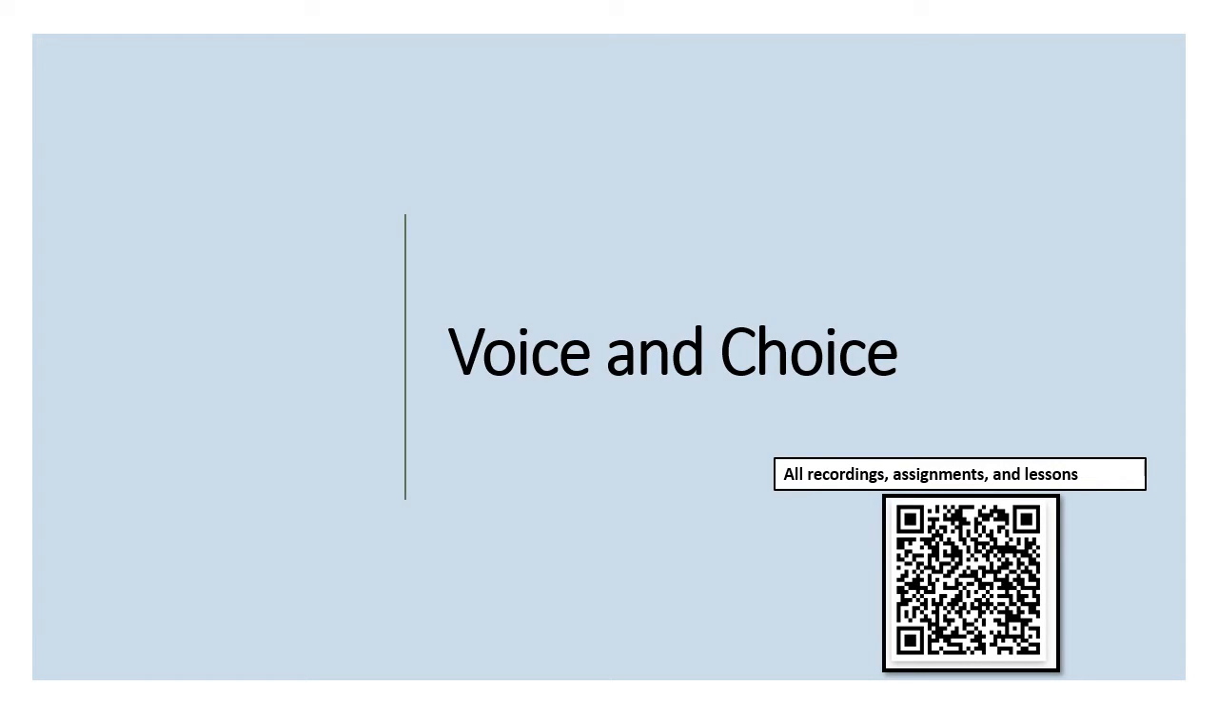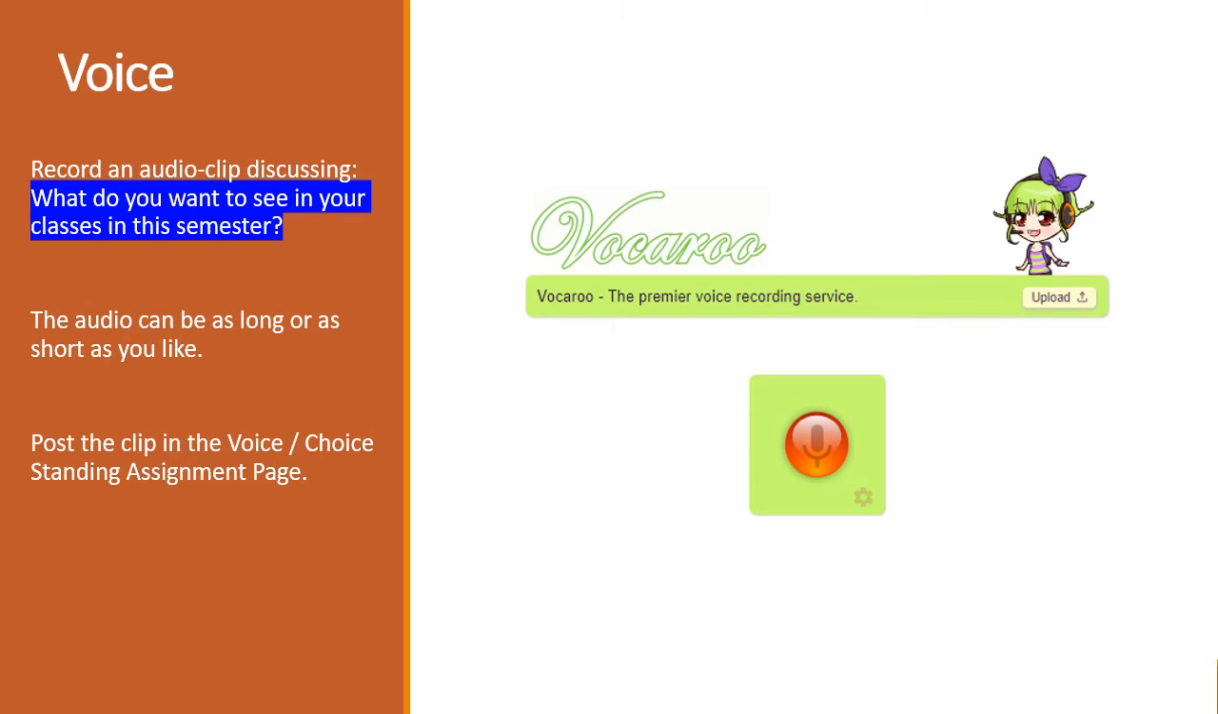All right, so our first assignment, this voice and choice assignment, that's due on the 29th. It's the first required assignment. So for Mondays and Tuesdays, I'm going to ask you to respond to a voice prompt. What that is, I'm going to ask you to record your voice using this Vocaroo website and post that in the voice assignment. And your first prompt is, what do you want to see in your classes this semester? So for semester 2, what do you hope to see in your classes?